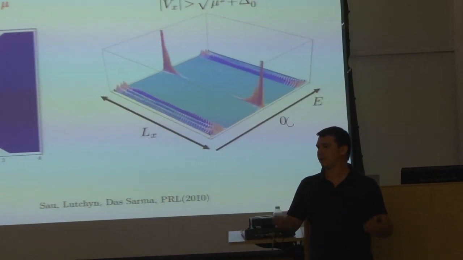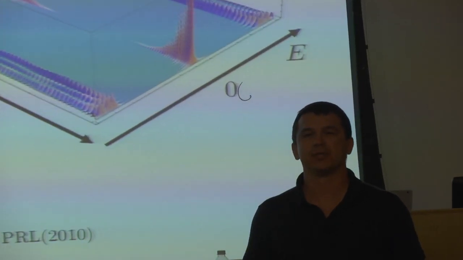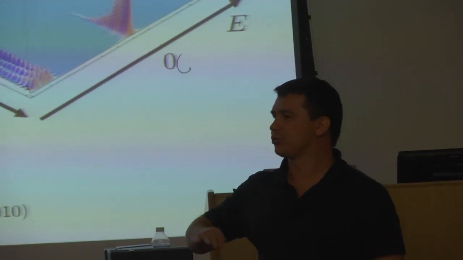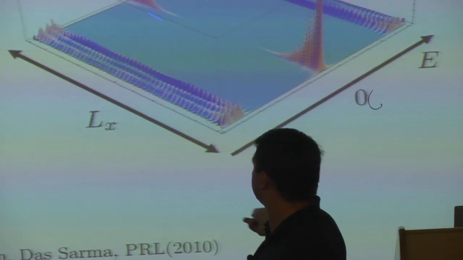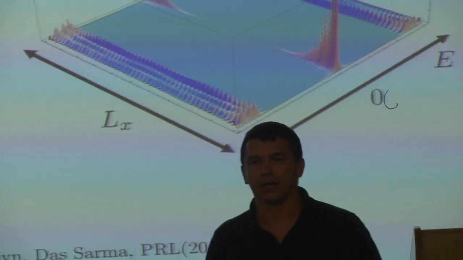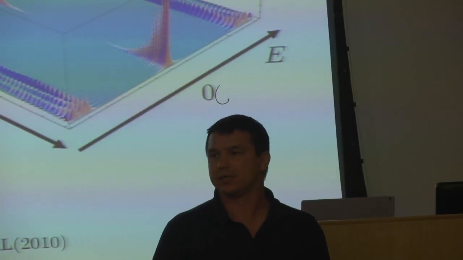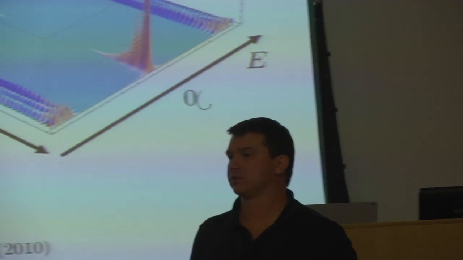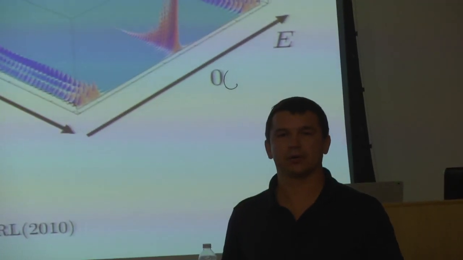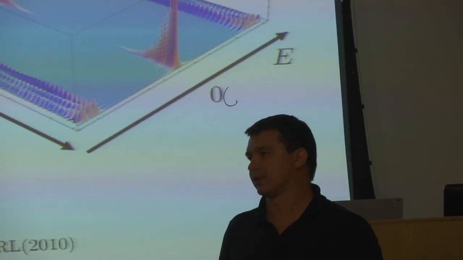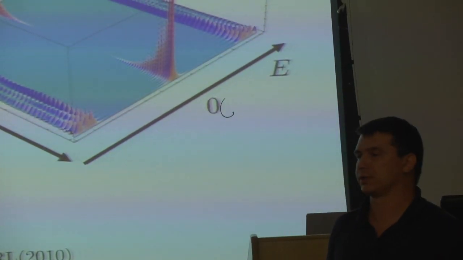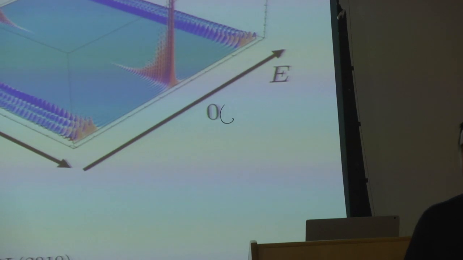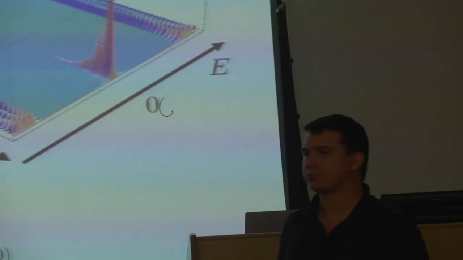Once we put the chemical potential in the middle of the gap, small deviations of parameters do not change this picture. Okay. This picture is guaranteed by topology. So the presence of these zero energy states is guaranteed by the topology of the bulk. Okay, and that's a very important point because it guarantees the stability of the system.